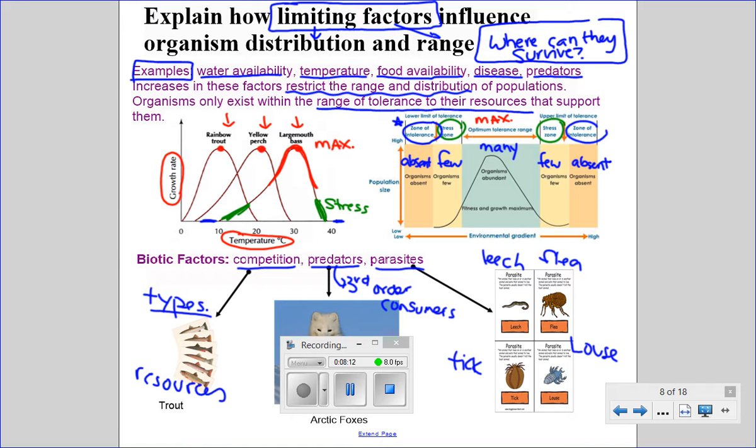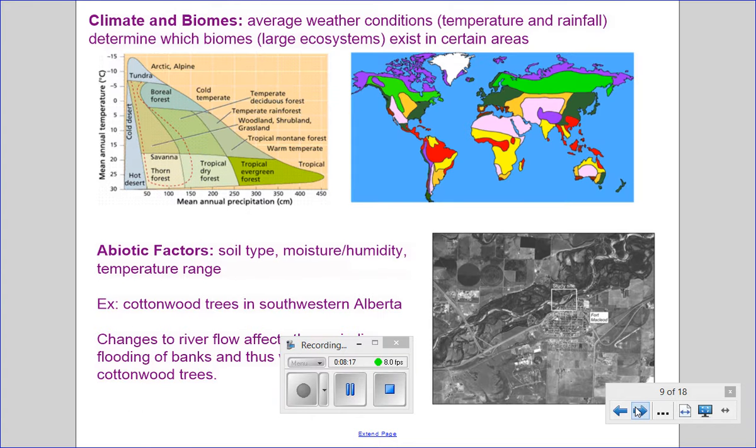Now, there are also abiotic factors that will be part of this discussion. The biggest abiotic factor would be the idea of climate. Now, climate is where we're talking about average weather conditions. In other words, temperature and rainfall, temperature and precipitation. And climate is the thing that causes a particular biome or a particular ecosystem to exist.